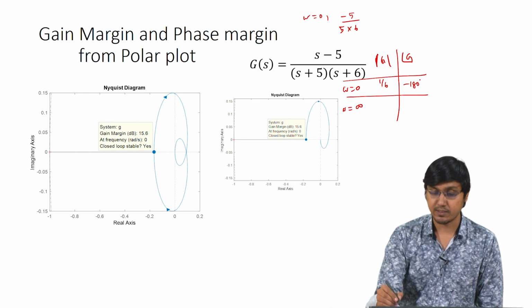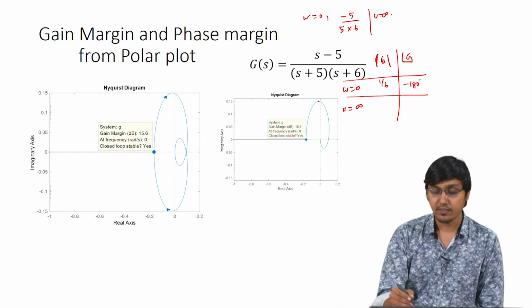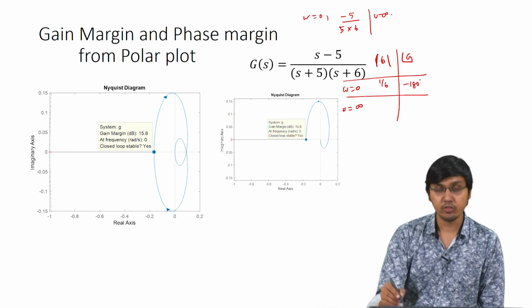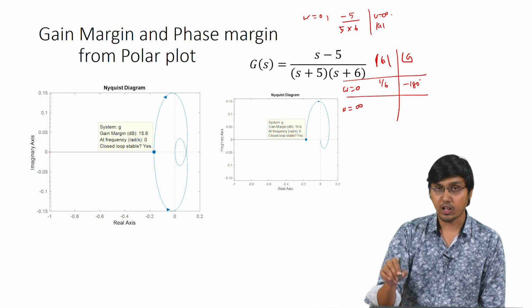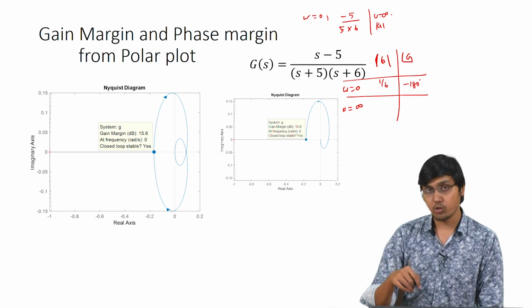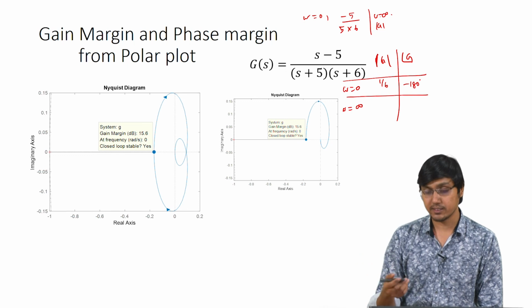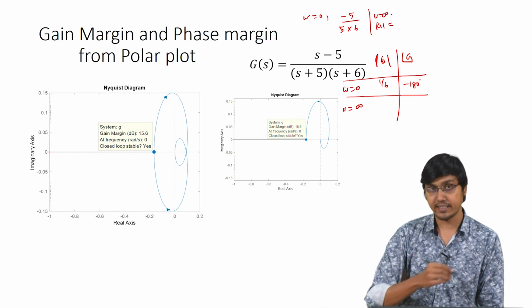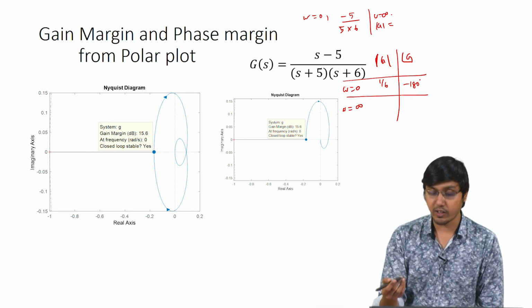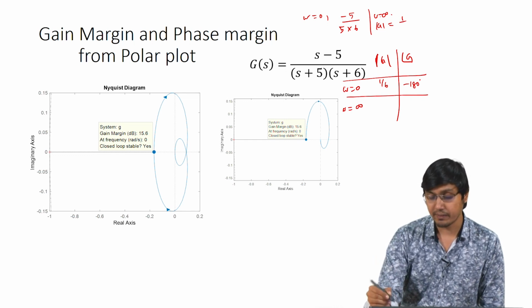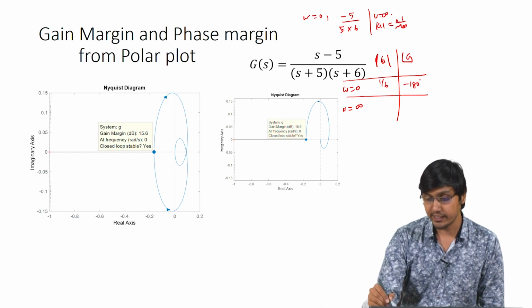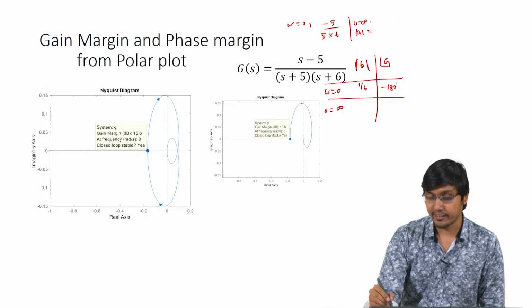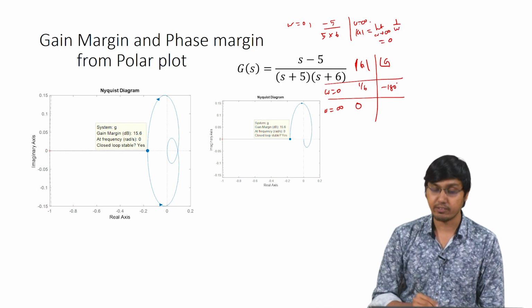At omega equal to infinity, what happens? If you substitute, you can take the magnitude as root of omega square plus pi square by root of omega square plus pi square into root of omega square plus 6 square. If you take the limit omega tends to infinity, it comes in the form of 1 by omega, which becomes 0. So this is effectively 0 here.